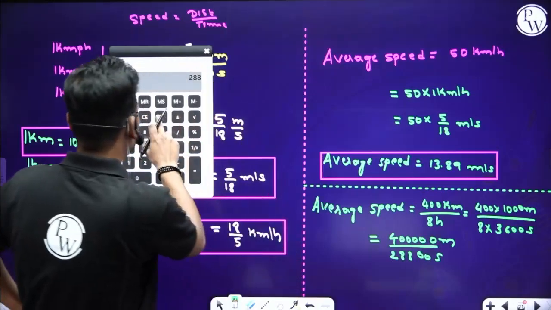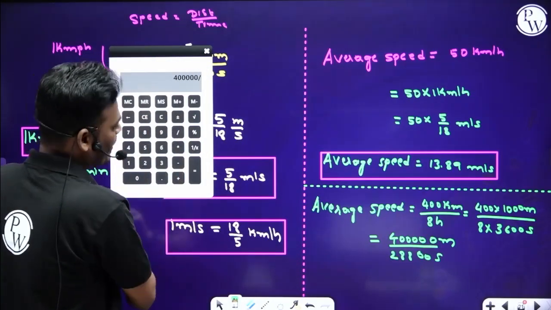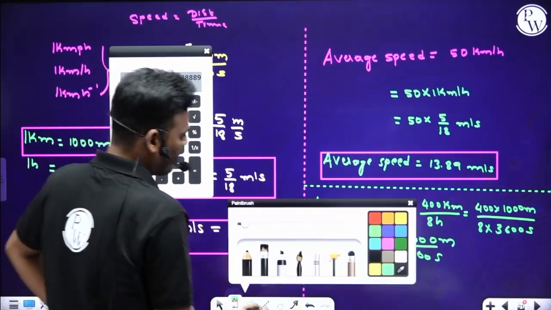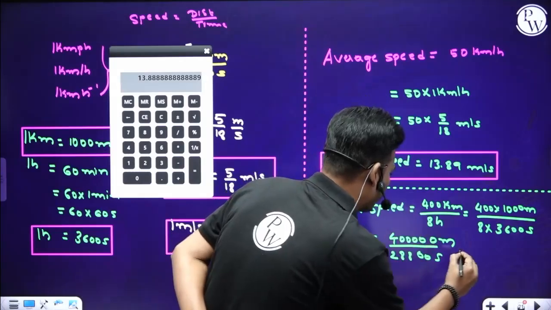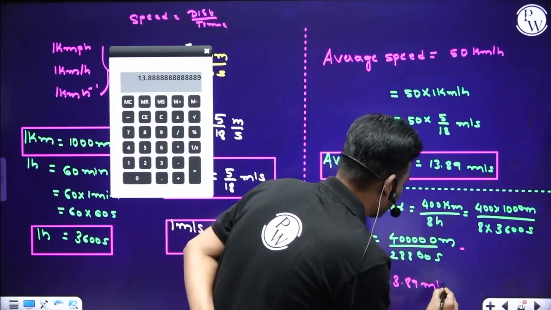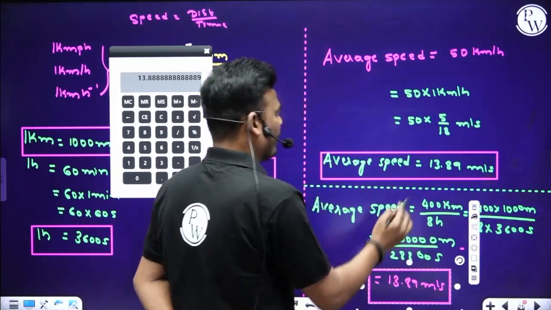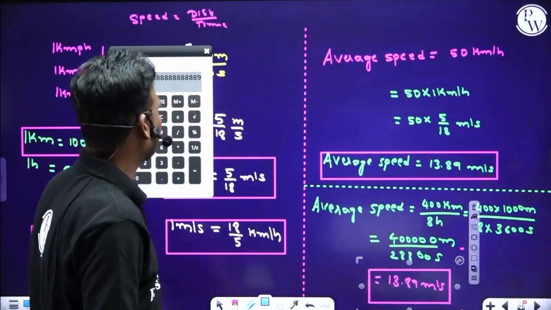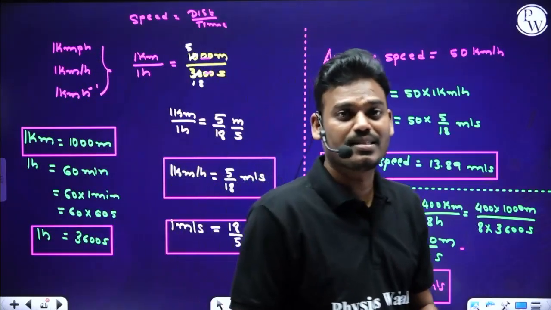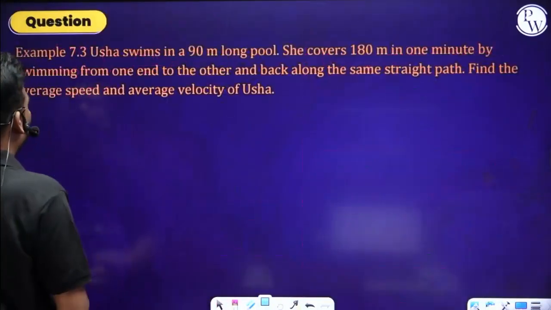Now, the final calculation: 4 followed by 5 zeros divided by 288 followed by double zeros gives 13.89 meter per second. See, both the answers are correct. You can convert directly that 50 kilometer per hour to save time. So this is all about velocity, speed, distance, displacement, rest, and motion. Now let's move on to the next topic.